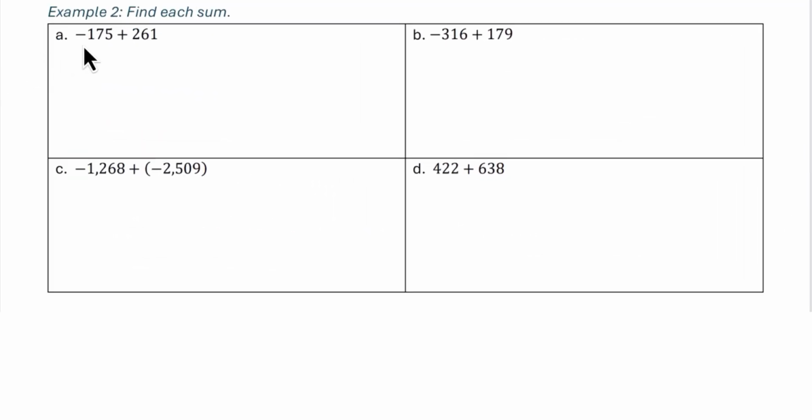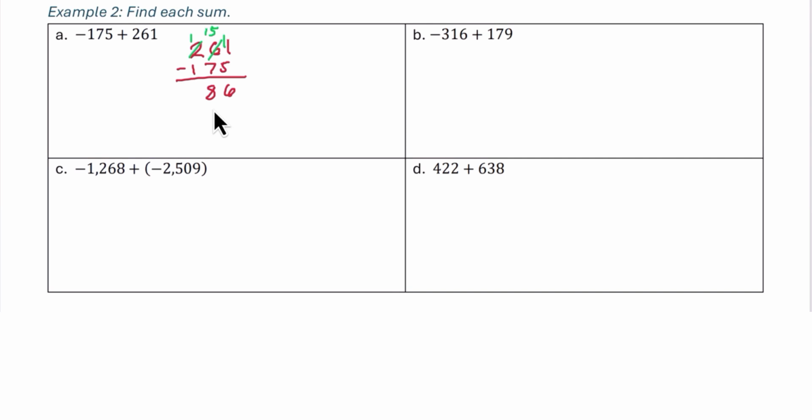In this example, we have a negative number plus a positive number. Here we're going to subtract. We take 261 minus 175. We need to borrow from the 6, making the 6 a 5. We'll put a 1 beside the 1. 11 minus 5 is 6. Again, we need to borrow from the 2, making the 2 a 1. And we'll put a 1 beside the 5, making that 15. 15 minus 7 is 8. 1 minus 1 is 0, so we just get 86.